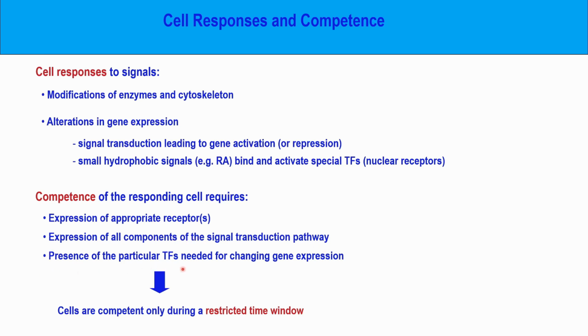And then you will need, similarly, the expression of the particular transcription factors downstream of the signal transduction machinery to change gene expression. Or in the case of these nuclear receptors, they also have to be present, right? And then cells can be said to be competent only during a restricted time window. So first you need to have these things present, and maybe they are present in cells at a certain time, but they're not maintained as the cell changes fate in response to other signals, it may lose the competency to respond to the next signal.